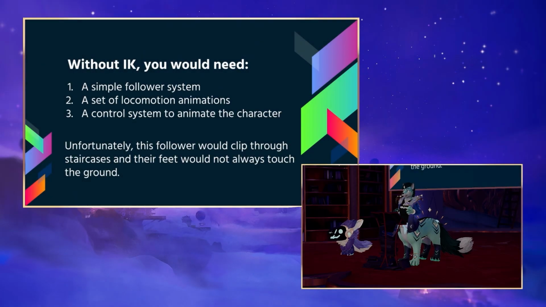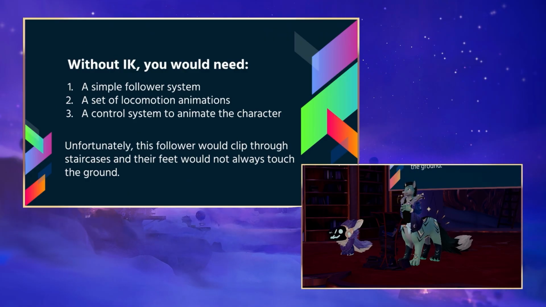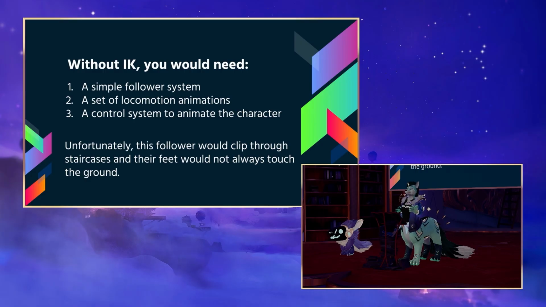All right, so how would we achieve something like this? If you didn't have IK, you would need to do a couple things. You would need to have a follower system, like we talked about. You need to have a set of locomotion animations, and you'd have to have some way to actually control the character while doing that, specifically in the case of, you need to actually make him walk or hobble or whatever you're planning on doing. Unfortunately, even if you did all of this, there's no way to get him to stop clipping through floors. Your follower would go straight through a staircase. Your follower would go straight through walls. You wouldn't even go up cliffs and things like I showed there in the demo.